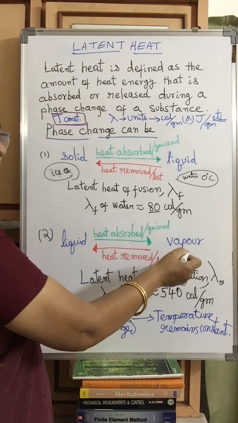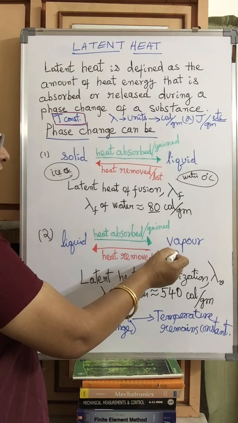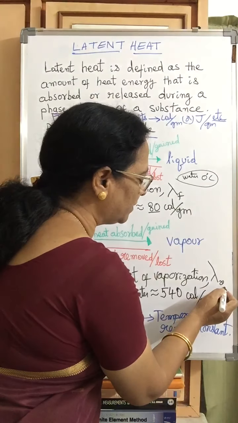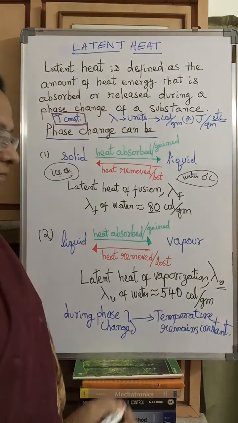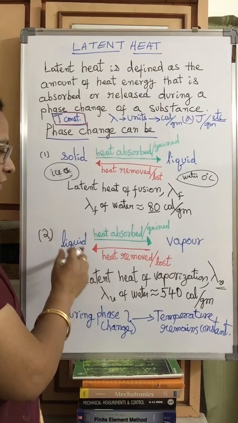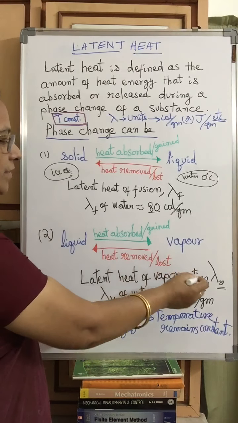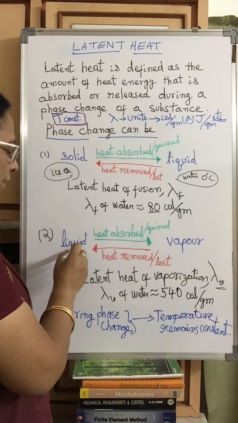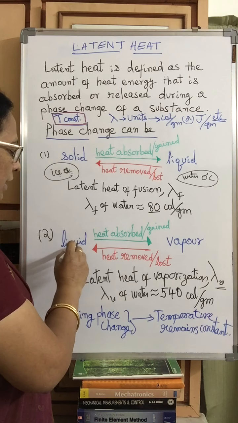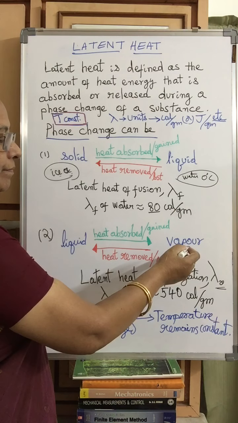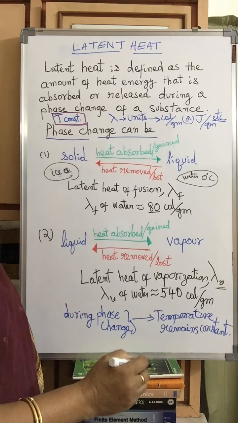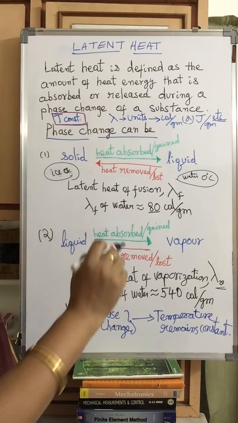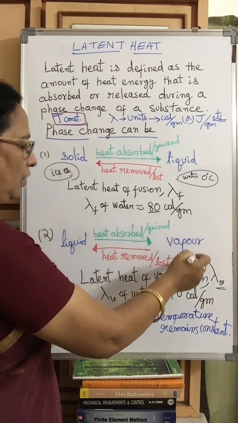At the boiling point only, the temperature will not change. That is called latent heat of vaporization. Because it is vaporization, it is lambda V. So once again, what is the definition of latent heat of vaporization? Lambda V: the quantity of heat to be supplied to convert liquid to vapor at its boiling point. At its boiling point the temperature will not change, but only the phase is changing from liquid to vapor.